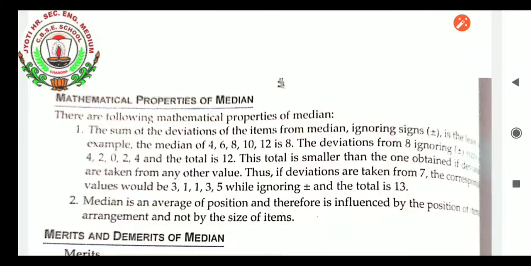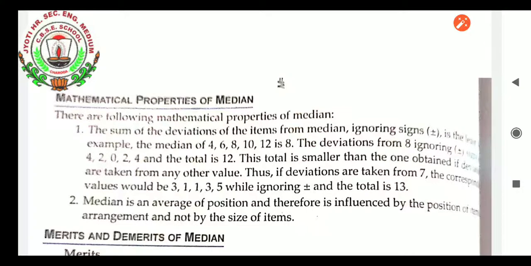When we learn, student, there are following mathematical properties of median. The very first property says the sum of deviations of the items from median, ignoring sign plus minus, is the least. Let us take an example. The median of 4, 6, 8, 10, 12 is 8. The deviations from 8 ignoring plus minus are 4, 2, 0, 2 and 4, and the total is 12.